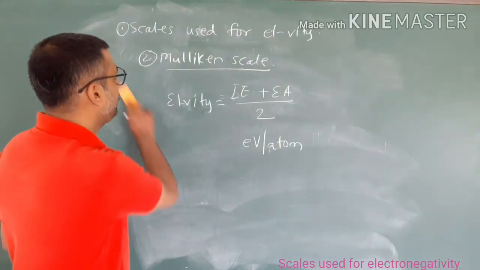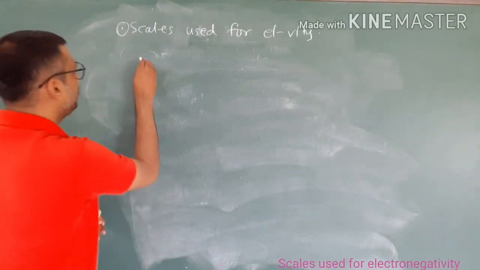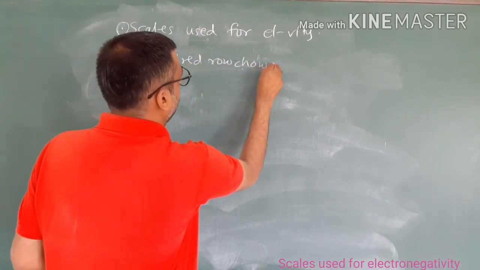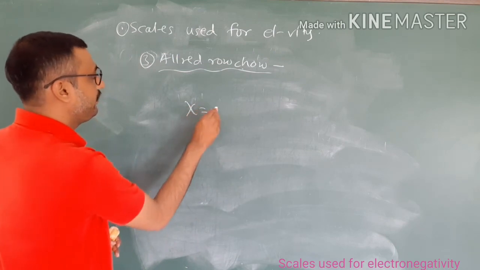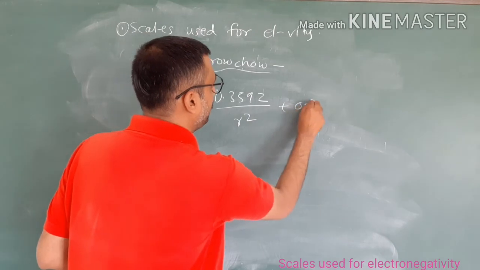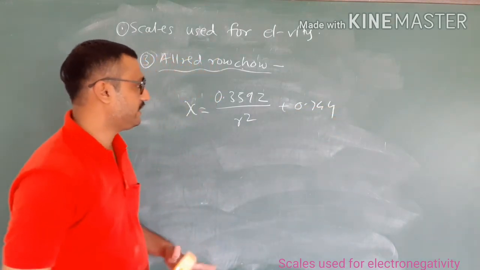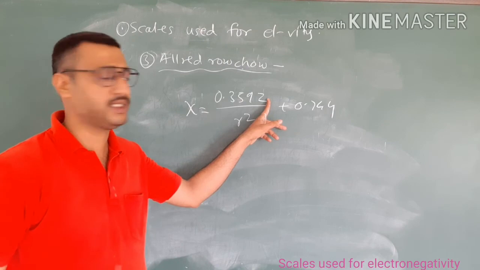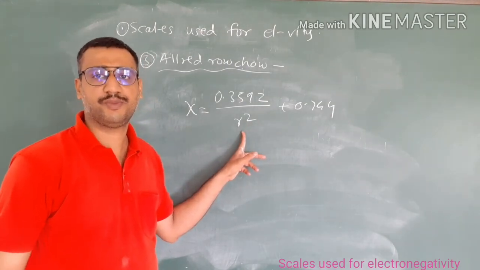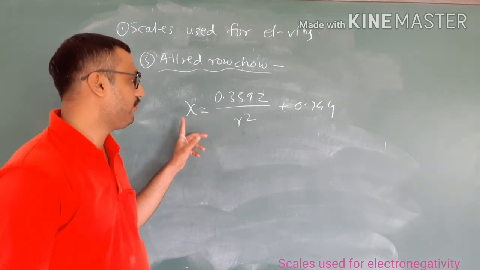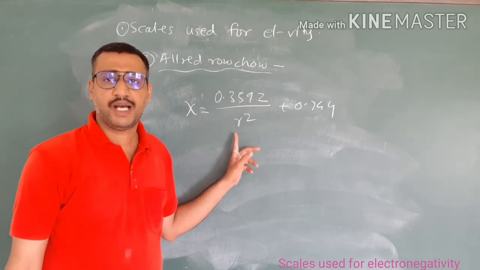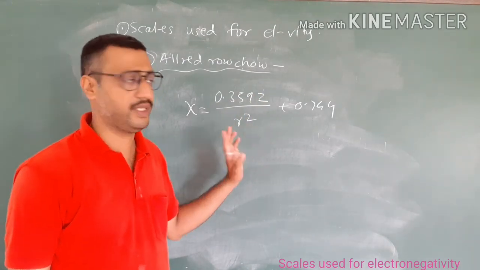And the third one, which is not common, is the scale given by Allred-Rochow. This scale tells us that electronegativity is equal to 0.359 Z upon R square plus 0.744. So this formula is given. Z is nothing but the effective nuclear charge. R is the covalent radius in angstrom. 1 angstrom is equal to 10 raised to minus 10 meter. So the electronegativity of an atom is equal to 0.359 times the effective nuclear charge divided by R square, that is the covalent radius squared, in angstrom.